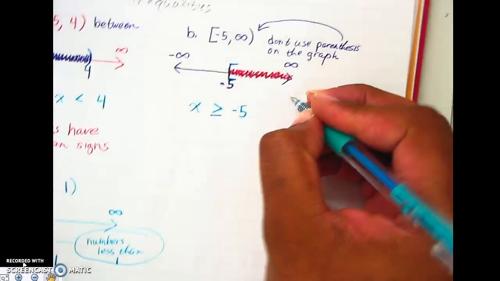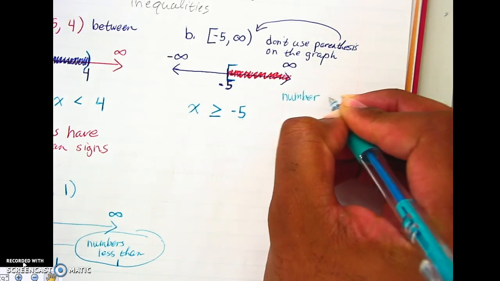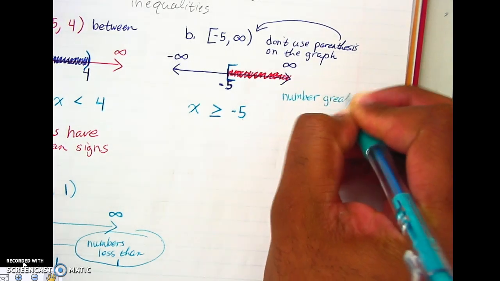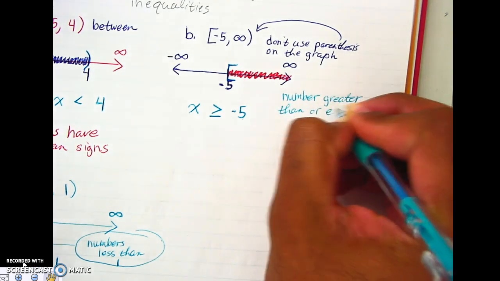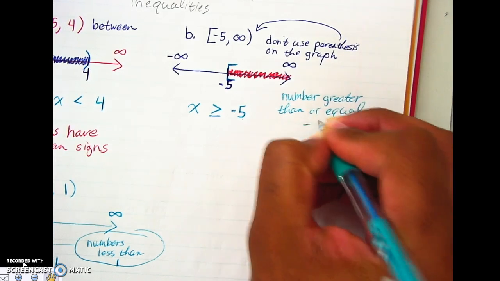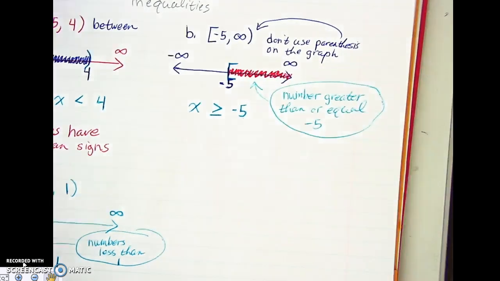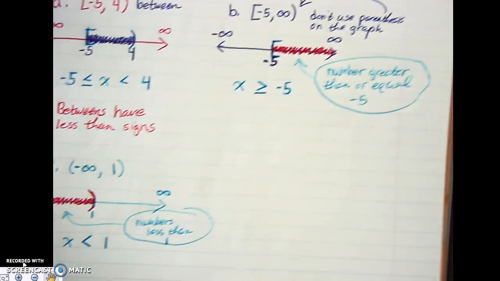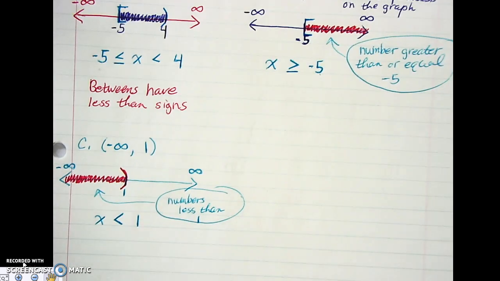And these are the numbers for B, the numbers greater than or equal to, sorry, negative 5. Okay, so that is all that is required right now for interval notation. We're going to give you some practice on this, and then we're going to use this to go more in depth with the rest of our lessons. All right, here we go.